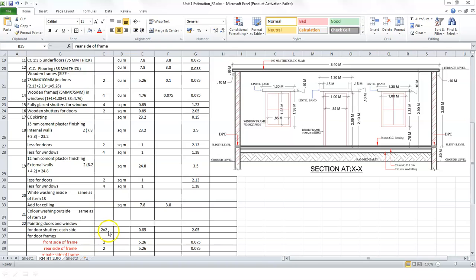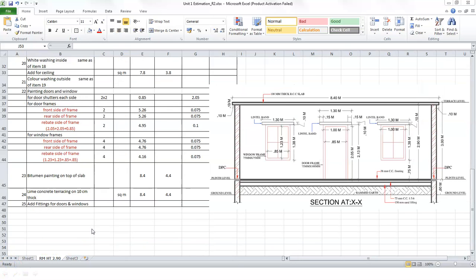There are 2 doors and there are 2 sides to each shutter. There are 2 sides to paint, so we find the width of the shutter, which is 0.85, and the height of the shutter is 2.05. So the painting of door shutters on both sides is 2 into 2. One is to represent the number of doors, and one is for the number of shutters. So the sides of the shutter, 2 into 2, and 0.85 and 2.05 are dimensions that we get from the drawing. Next, we look at the door frame.